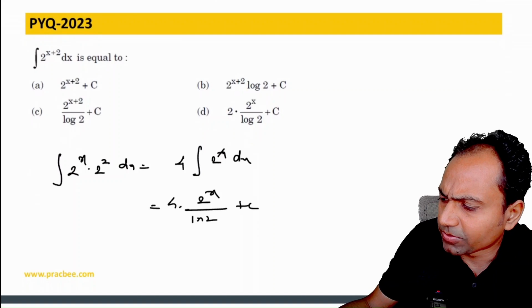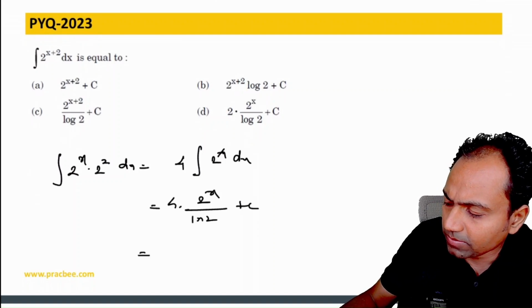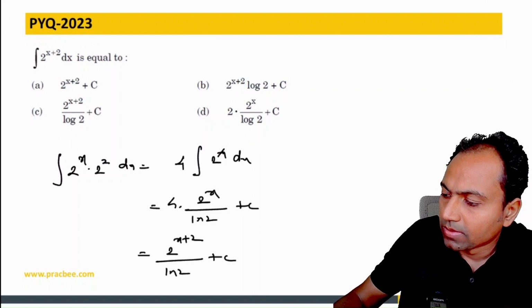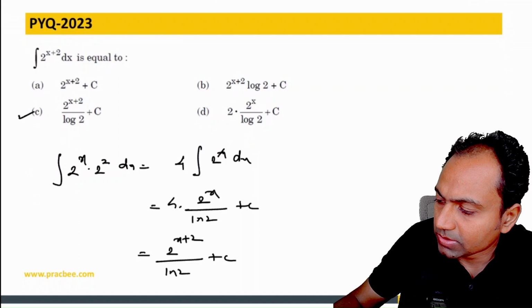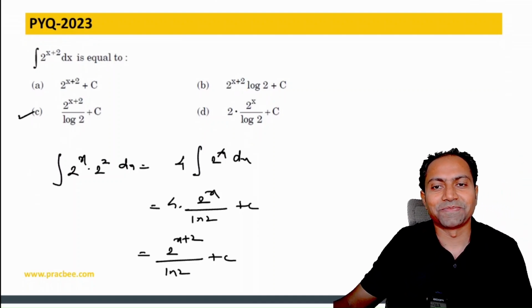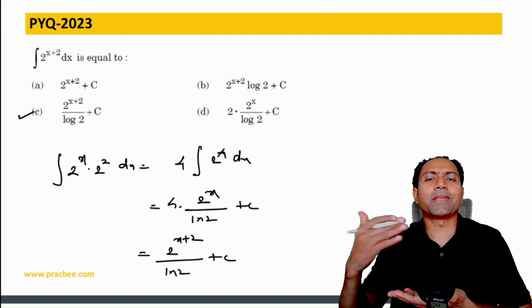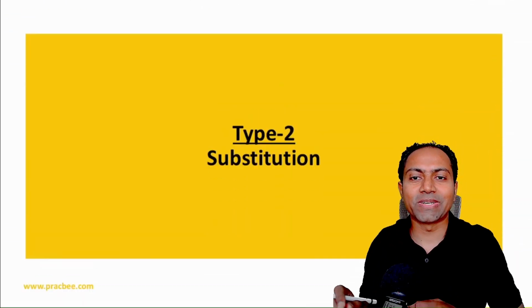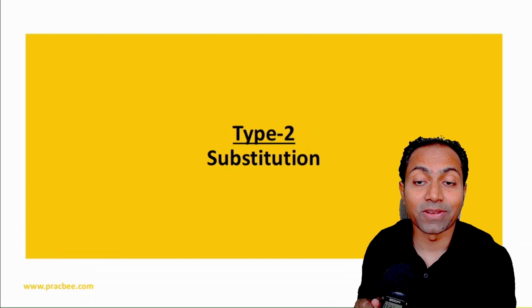Now let us check the options out. So again, what we are getting is nothing but 2 raised to the power x plus 2 by ln 2 plus c. And that is nothing but option C. So that becomes the right answer. You can see that what we are doing is we break it down into standard formulas, and from there we are getting our answers.